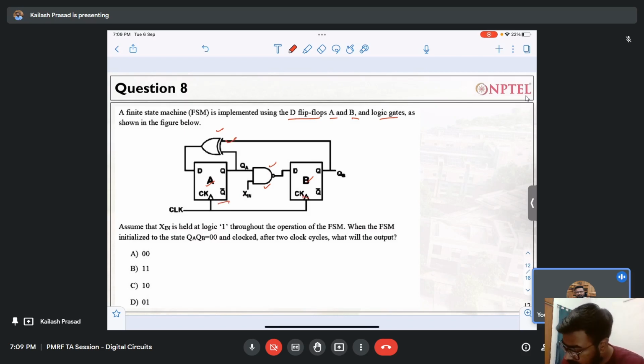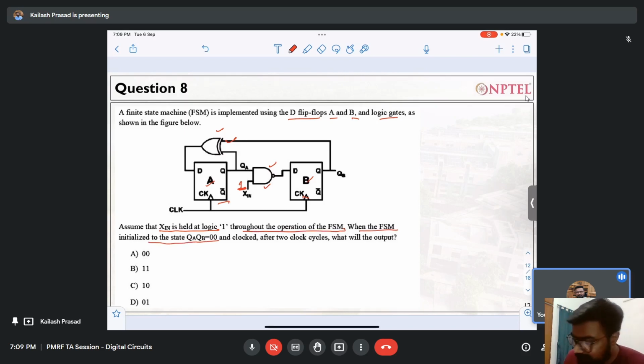Okay, now what it is saying is to assume that x is equal to 1. So this node is 1 every time. It is fixed to 1. So that is also fine throughout the operation of the FSM. So that's the thing: the FSM is initialized to QA equal to QB equal to 0.